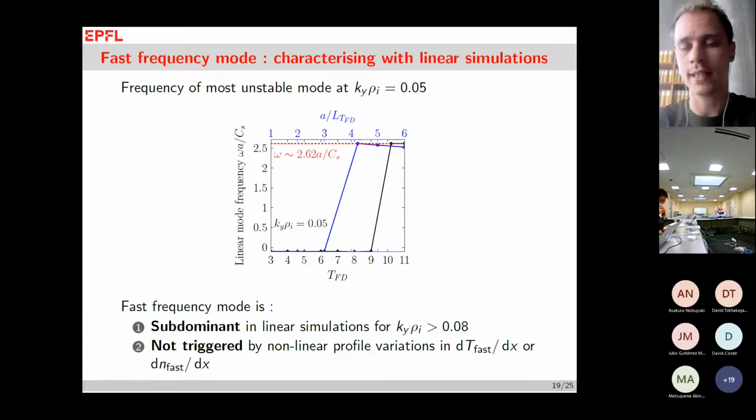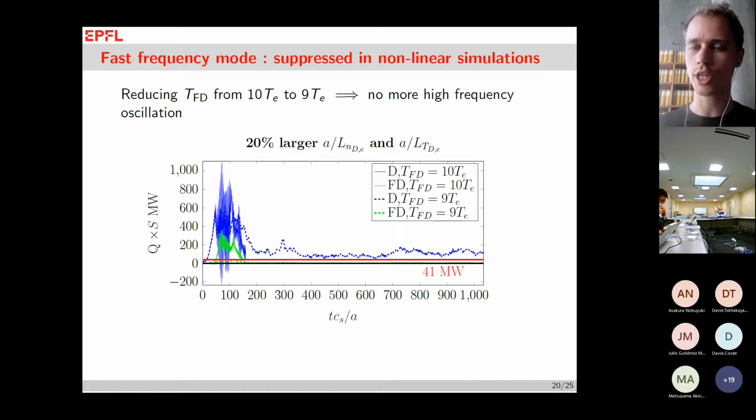One idea we had is that it could potentially be triggered by the nonlinear variations of the profile gradients. However, we saw that this was not the case. So this is still a question we try to answer, why this really appears in the nonlinear simulations at larger Ky. However, through these linear results, we then try to change our nonlinear simulation parameters, and we see that just as linearly, we can destabilize this high frequency mode.